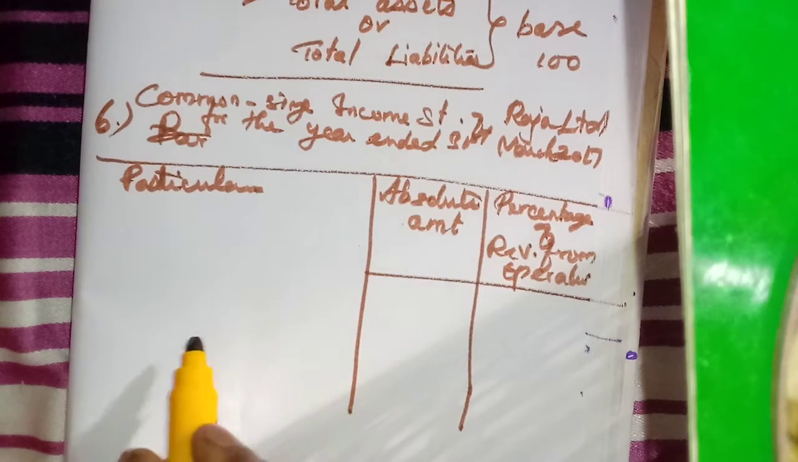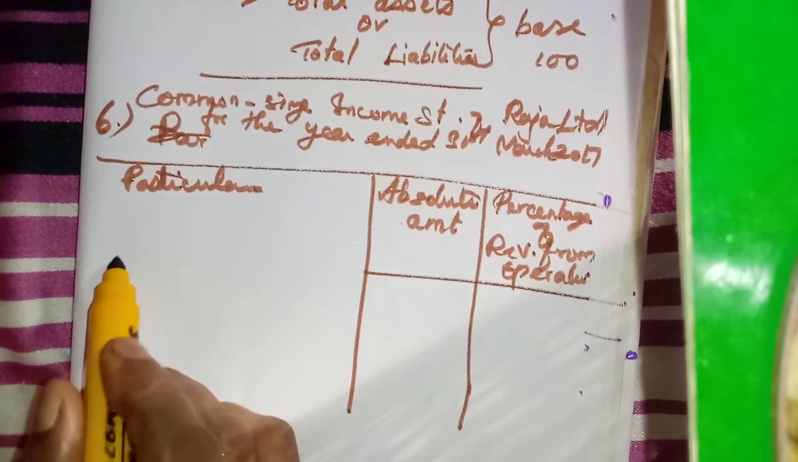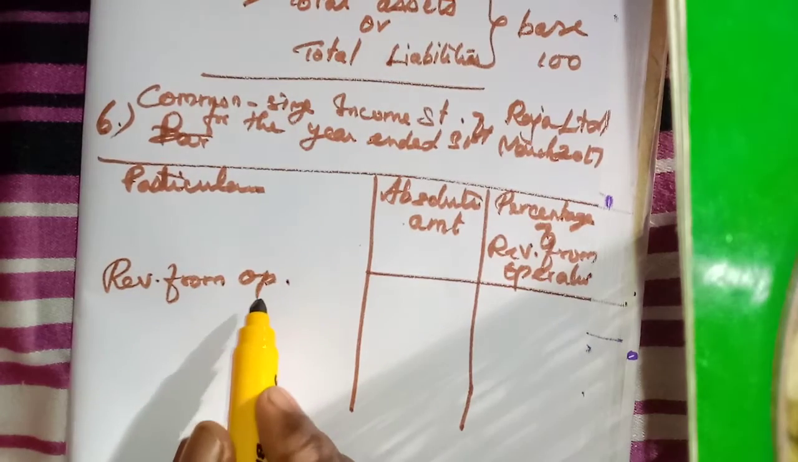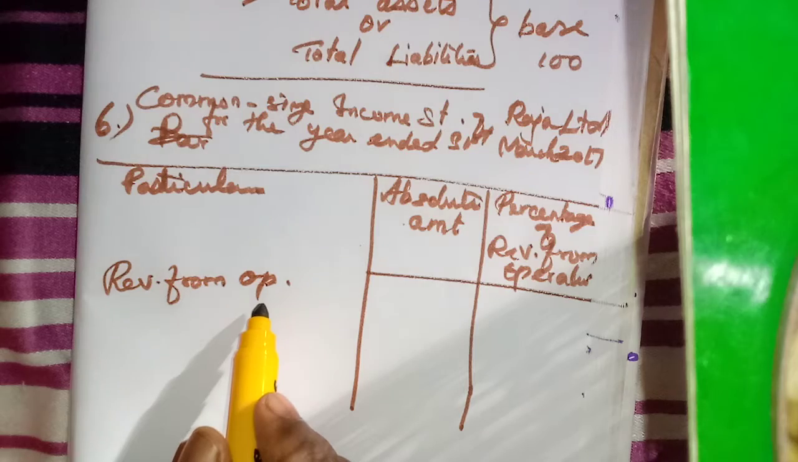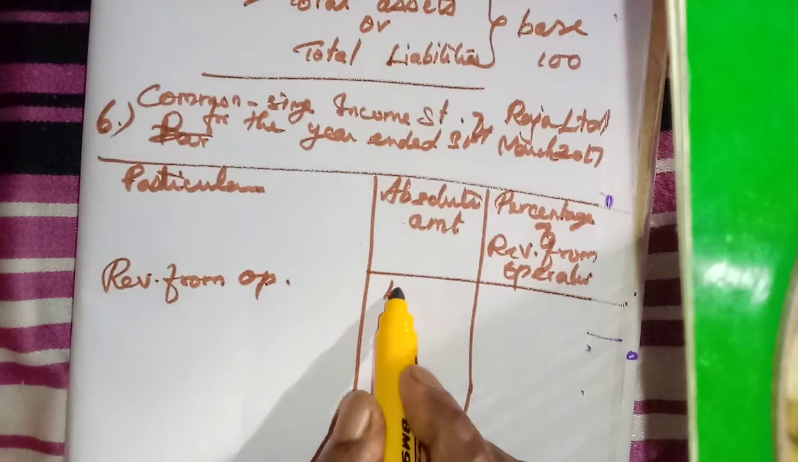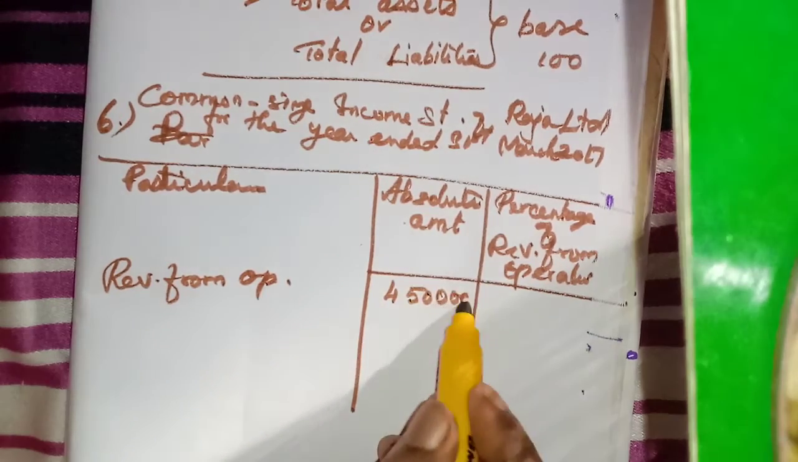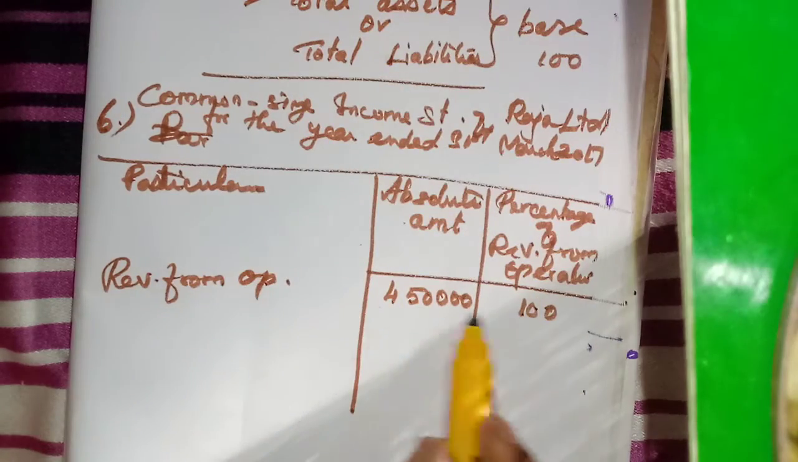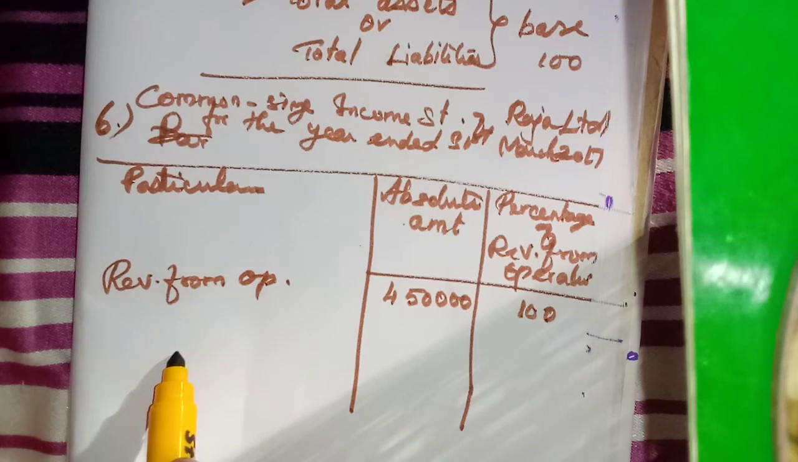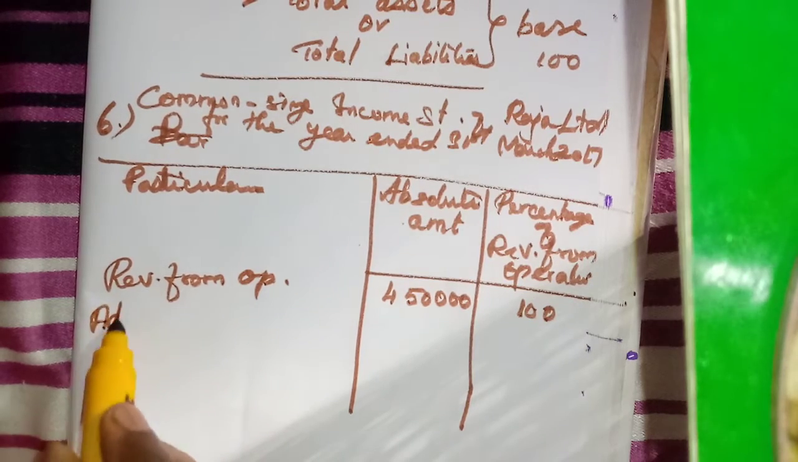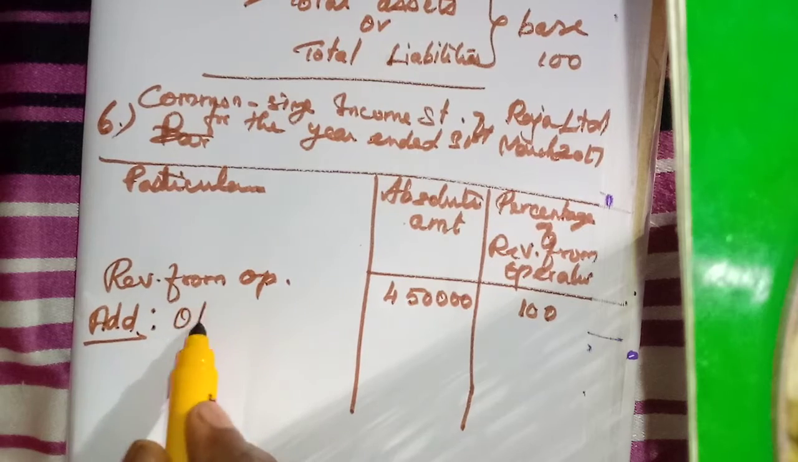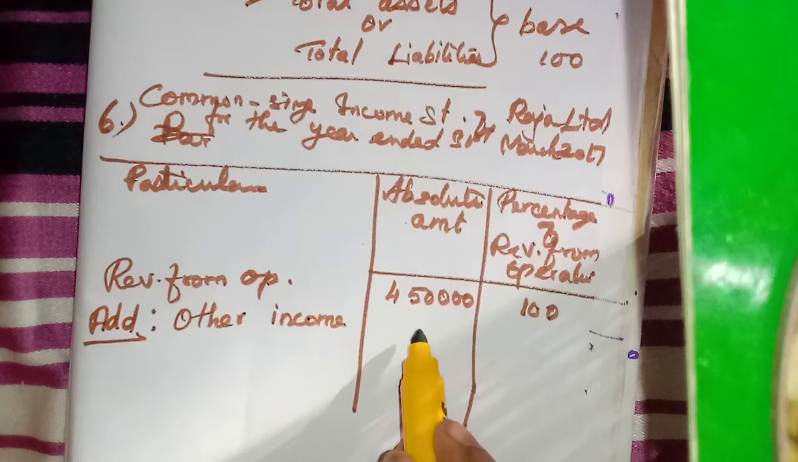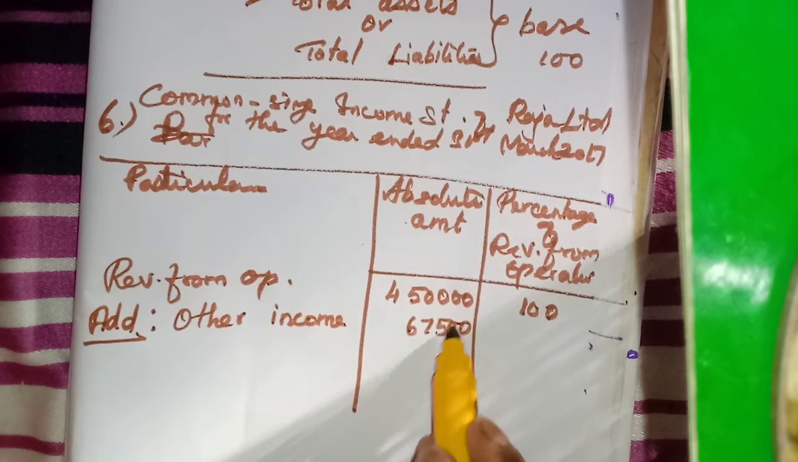Now we will start with the first one, revenue from operation. You write it fully. What is the amount? 4,50,000. You write the absolute amount. Then the percentage as 100, that is the base. Revenue from operation is 100. Then other income. What we have to do? Add other income, 67,500.